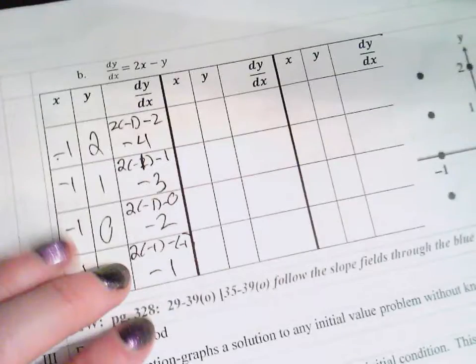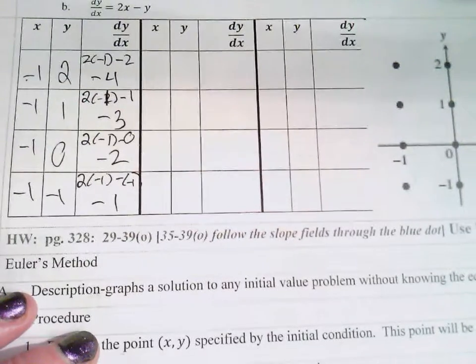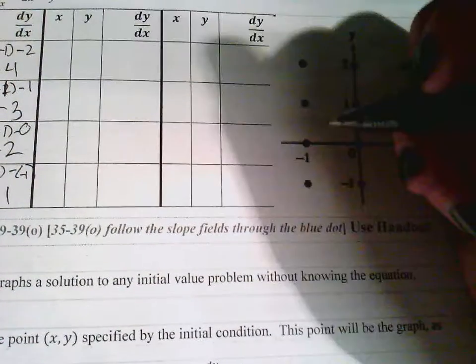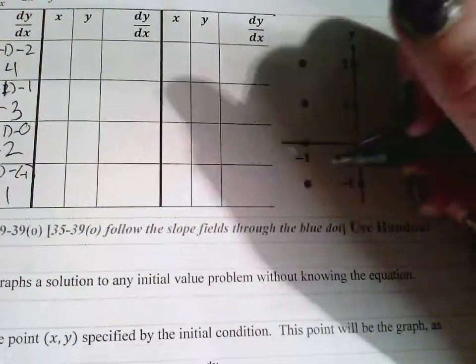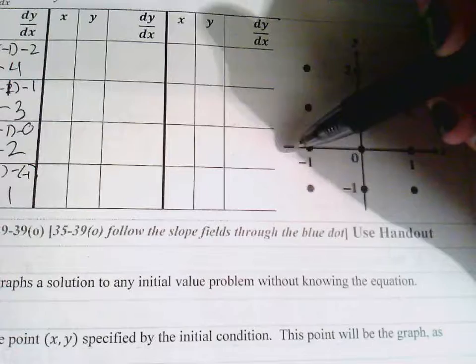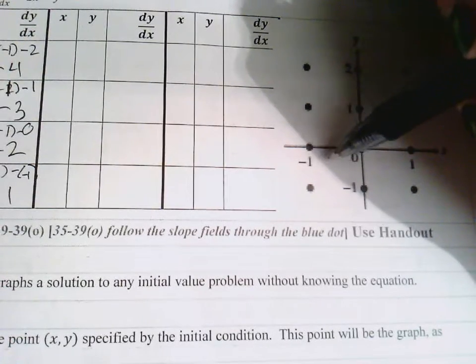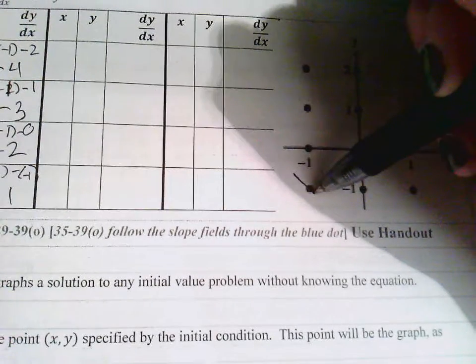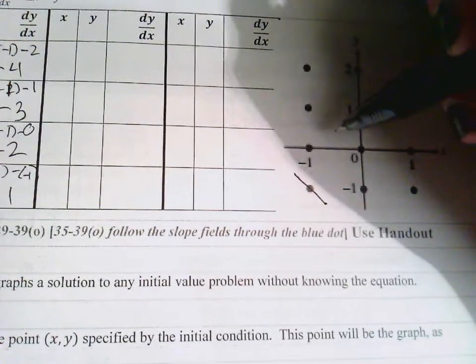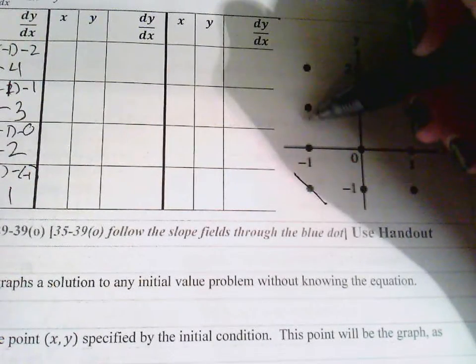So let's draw those slopes real quick. So we got -1, -2, -3, -4. And let's start at -1. So -1 is going to kind of look like this. Okay. -2 is going to be a little bit steeper. So -2 is up 2 over 1.